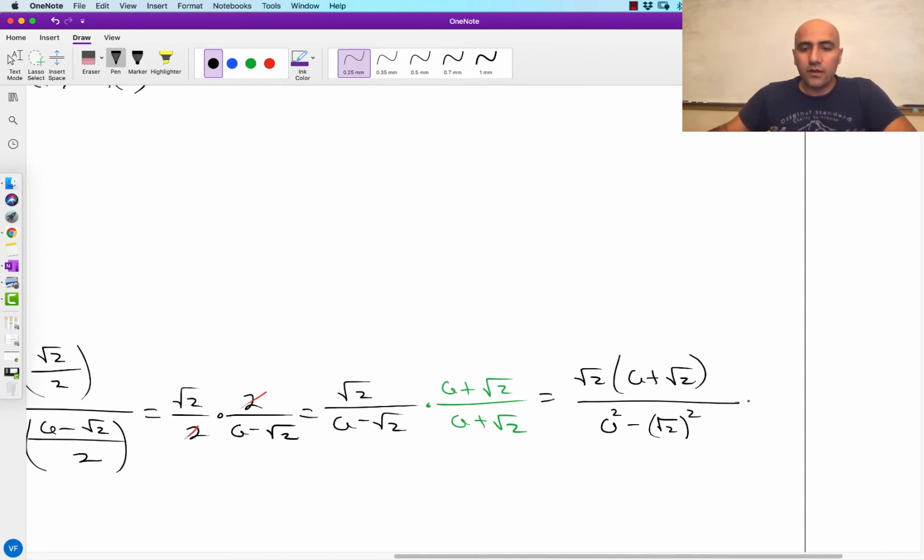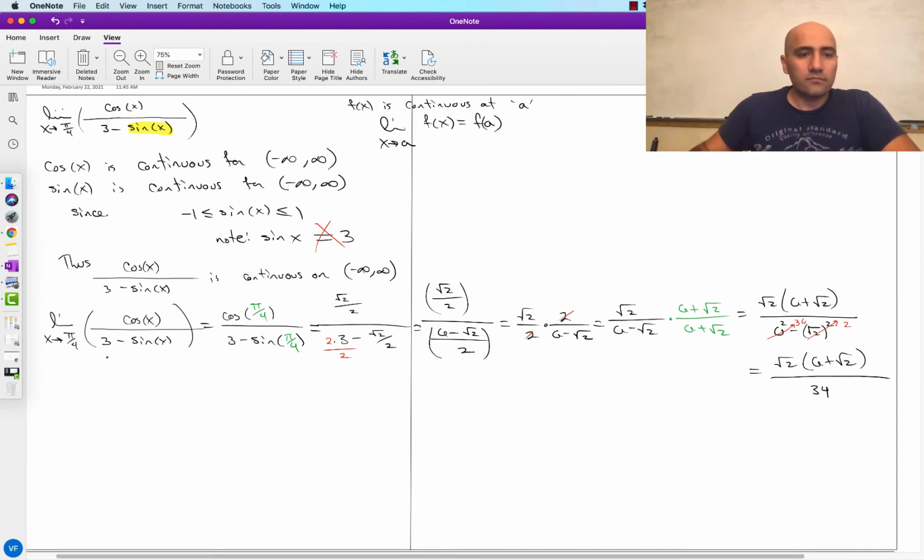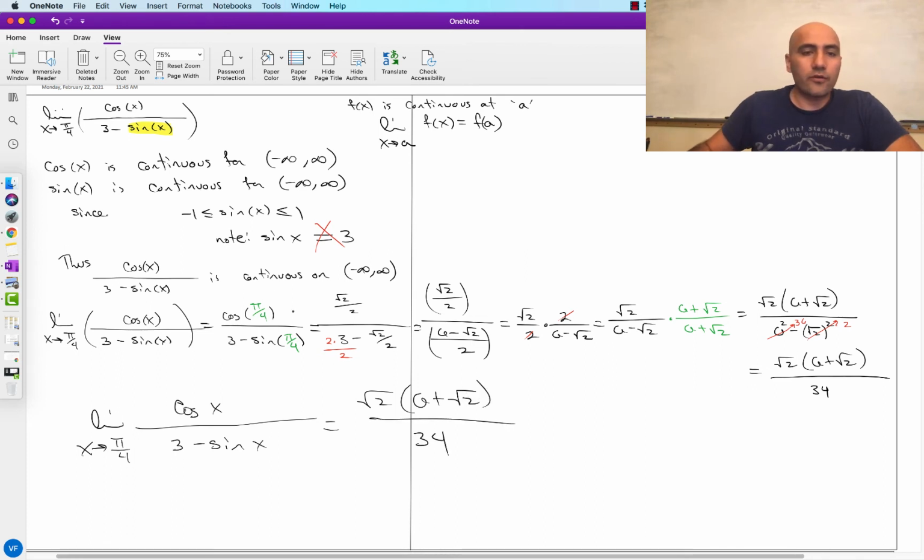which then leads me to root 2, 6 plus root 2, divided by 36 minus 2, which is going to be 34. So we can bring that all together and say that this is our answer. The limit as x approaches pi over 4 of cosine x over 3 minus sine x is equal to root 2, 6 plus root 2, all over 34.